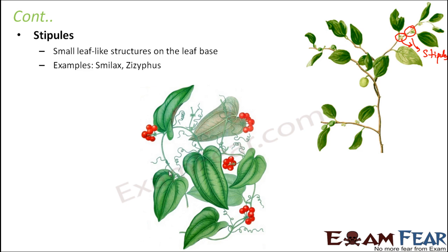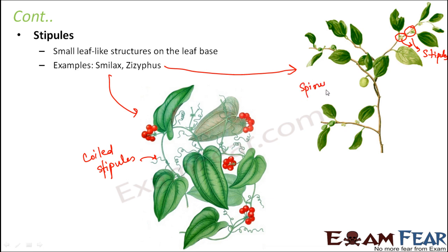Here the stipules are curved and curvy. In different plants, as I said, these would be different. There is a variety of shapes in which stipules exist in different plants. In case of Smilax, that is this plant, and this is Ziziphus. In Smilax, you have coiled stipules, whereas here you have spiny stipules. The stipules are like pointed structures.